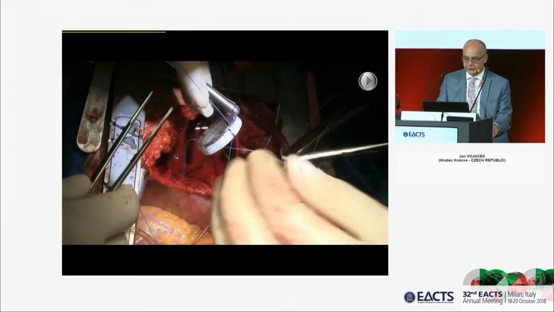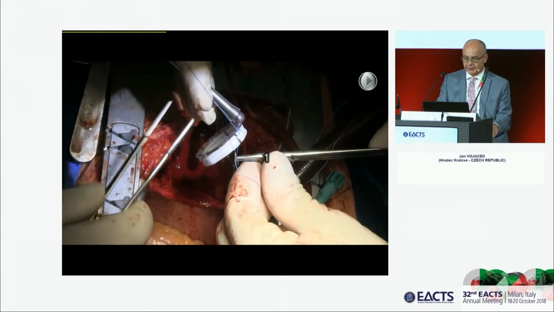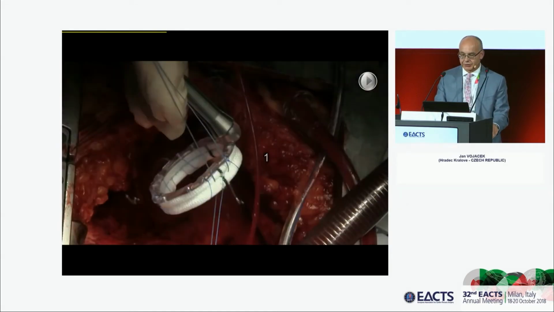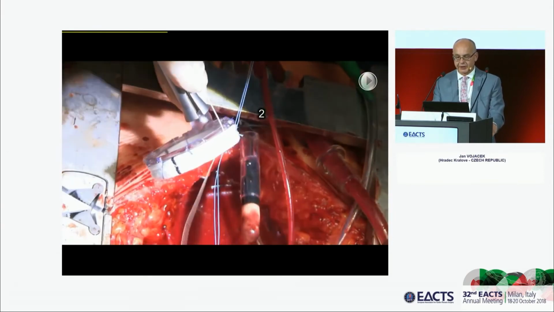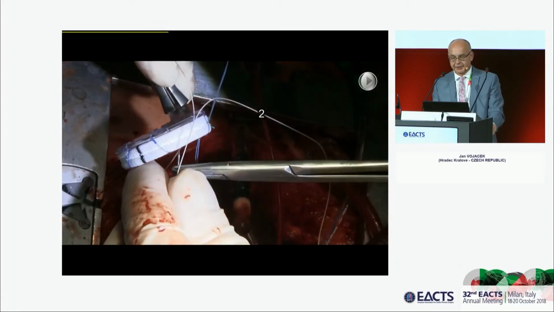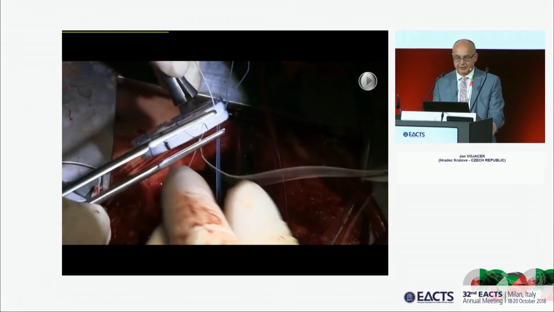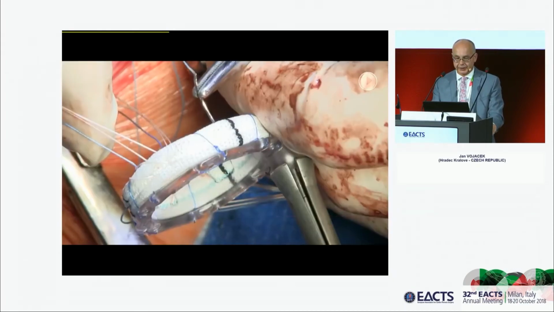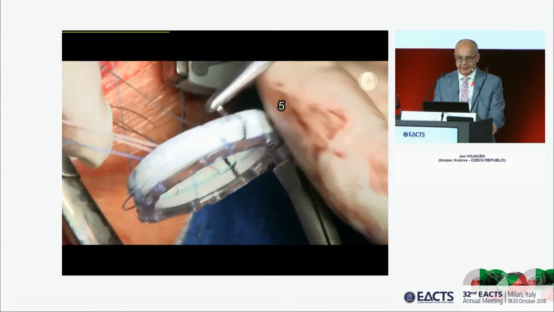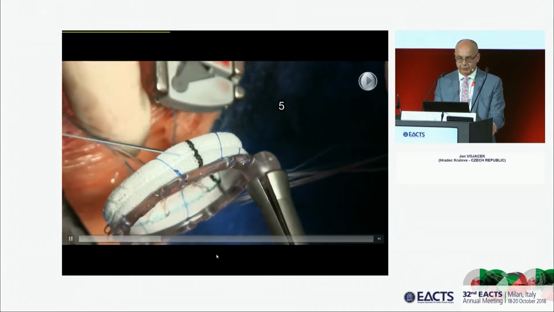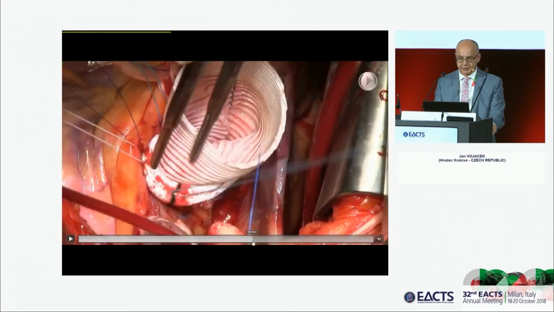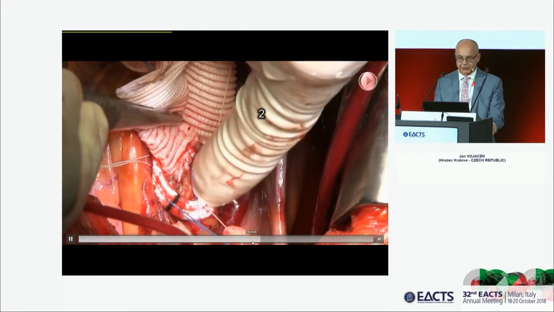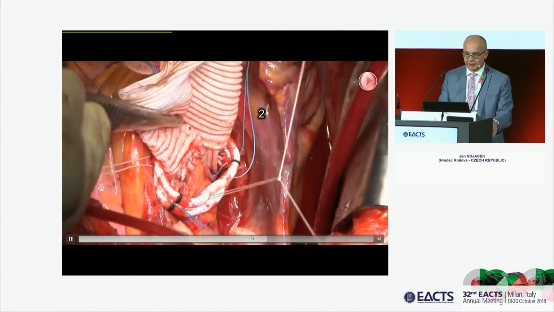We use a coronary ring, and those previously placed sutures are put through the ring, or currently around, which is basically better. And once they are put through, the ring is descended to the proper position and fixed in a proper position by tying those sutures.